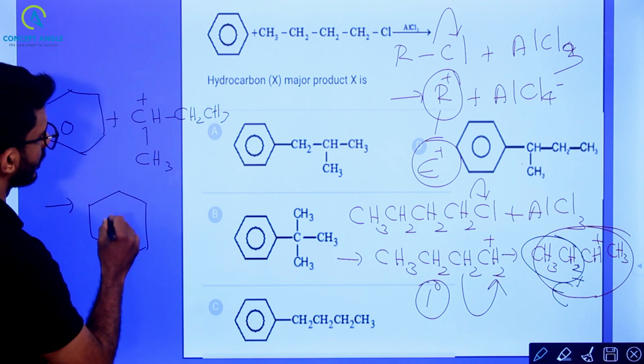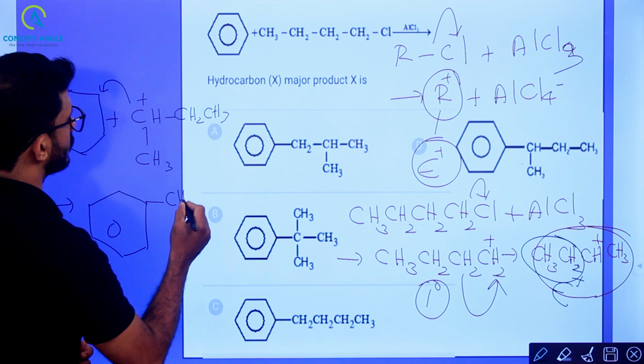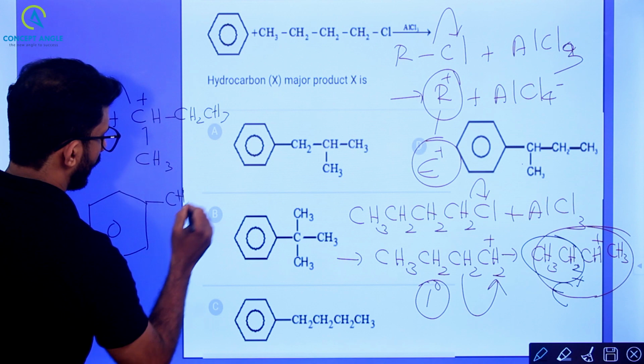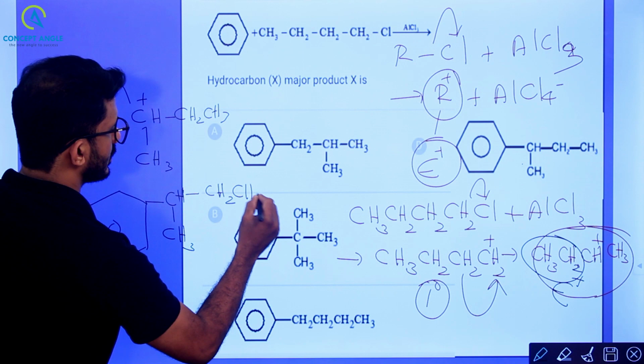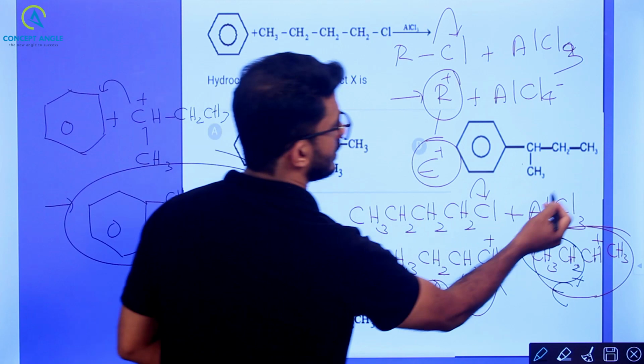And this plus goes to any of the positions, CH and CH3, and from there CH2, CH3. This is the answer. So which is the option? Benzene ring, CH, CH3, CH2, CH3. So option D is the answer.